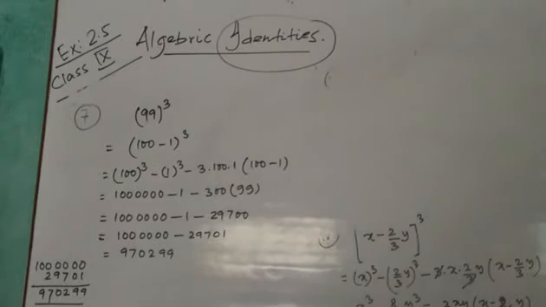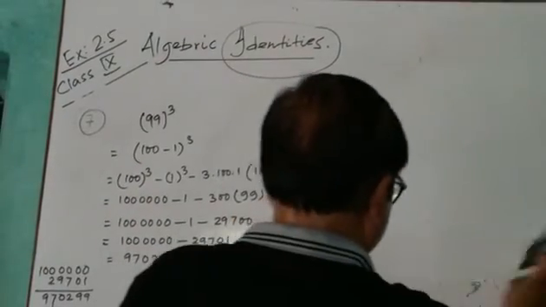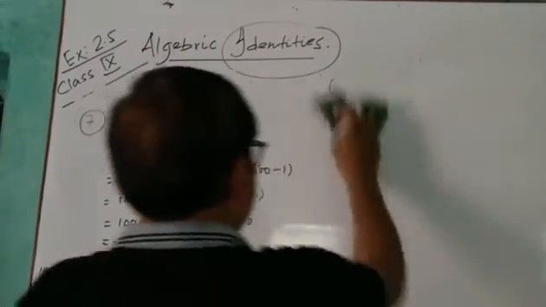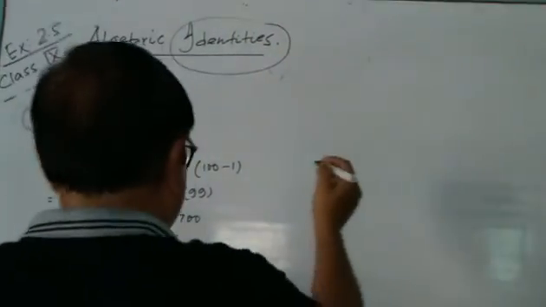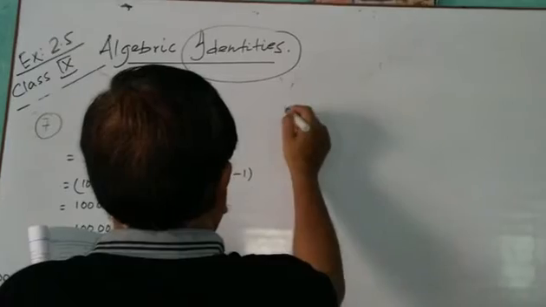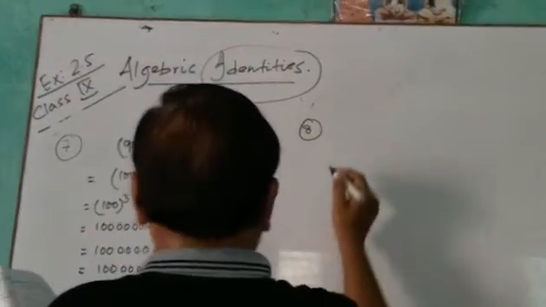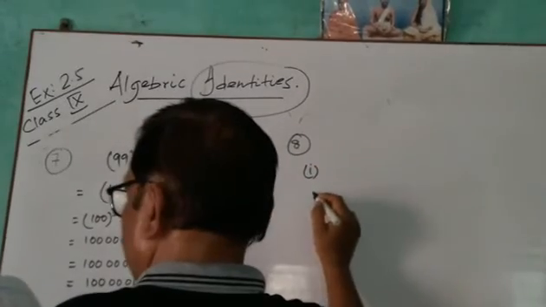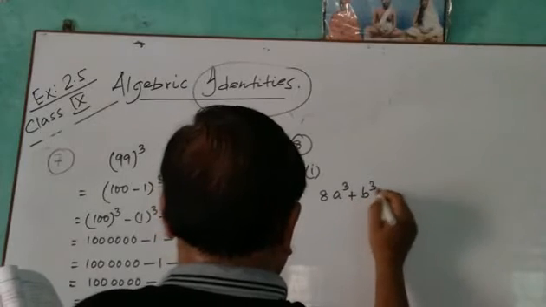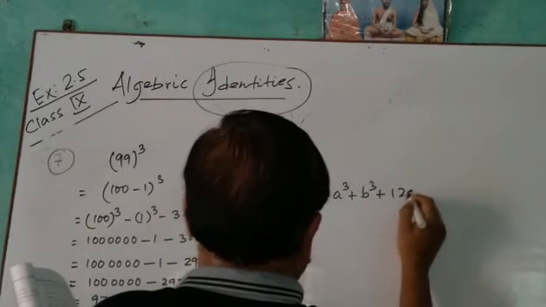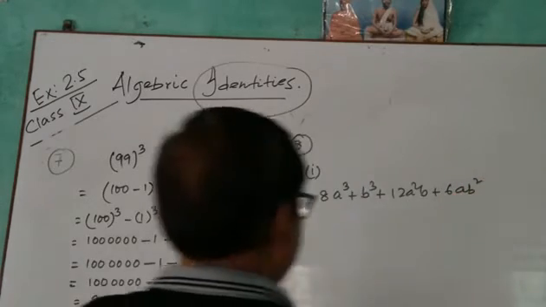Let me discuss question number 8 now. Factorize the following. All these questions are based on the 8 identities that I had explained previously. Question number 8, students: suppose the first question, 8a cube plus b cube plus 12a square b plus 6ab square.